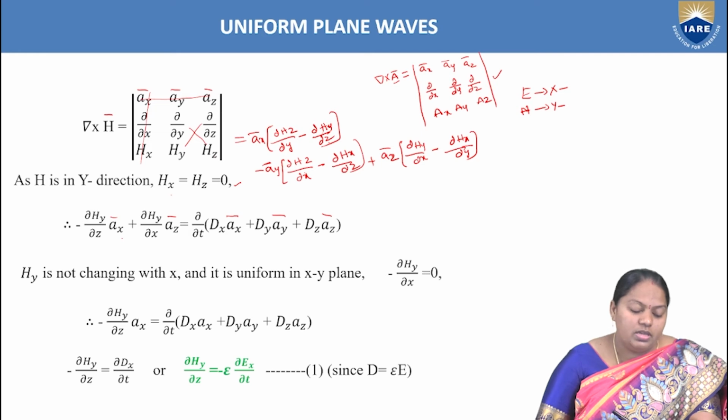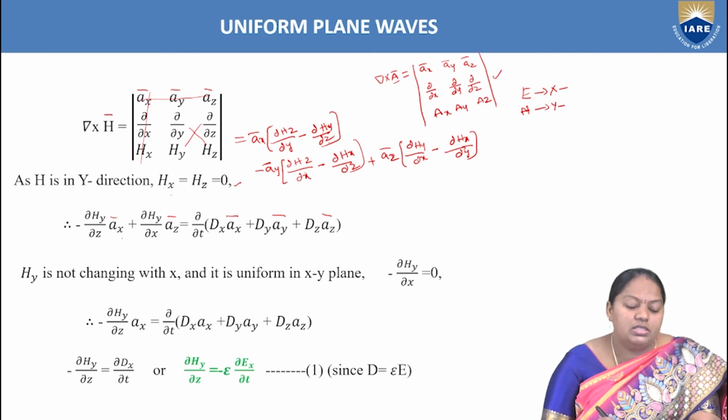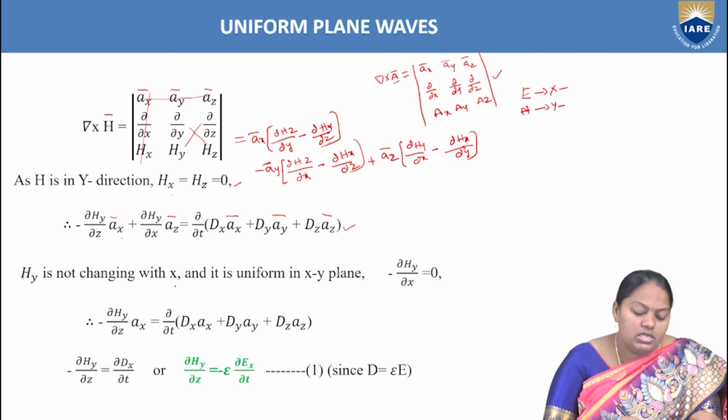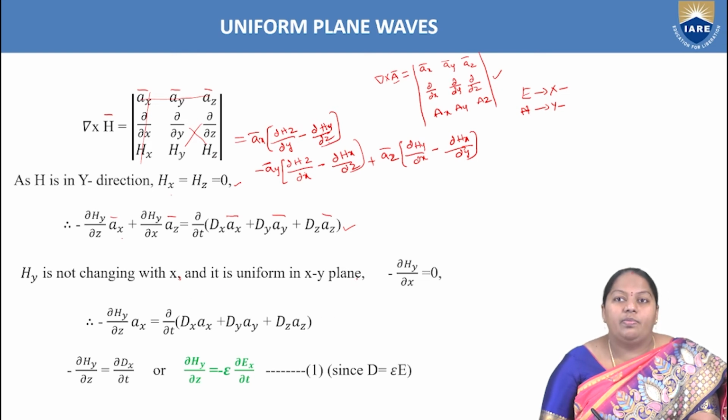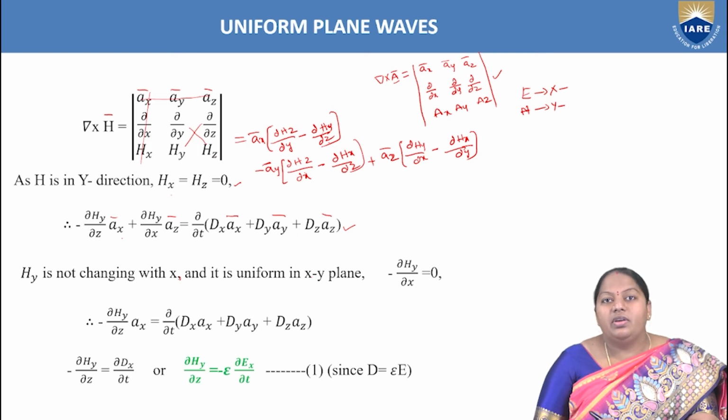Now, another assumption is, as initially we have considered H is in the y direction, the x and z components are tending to 0. Based upon that, we have got one of the equations like this. Now, as Hy is not changing with x, previously, as H is in the y direction, it won't vary with x and z directions. Hence, Hy is not changing with x and it is uniform in the xy plane. Xy plane means the z = 0 plane. So, the z direction we have considered here is the propagation direction.